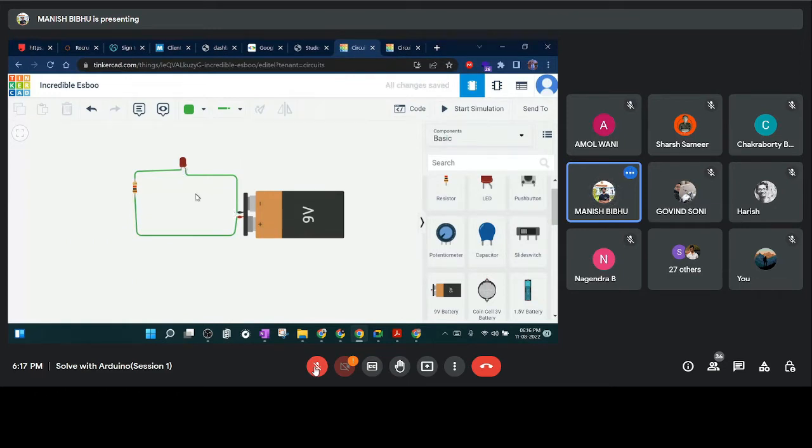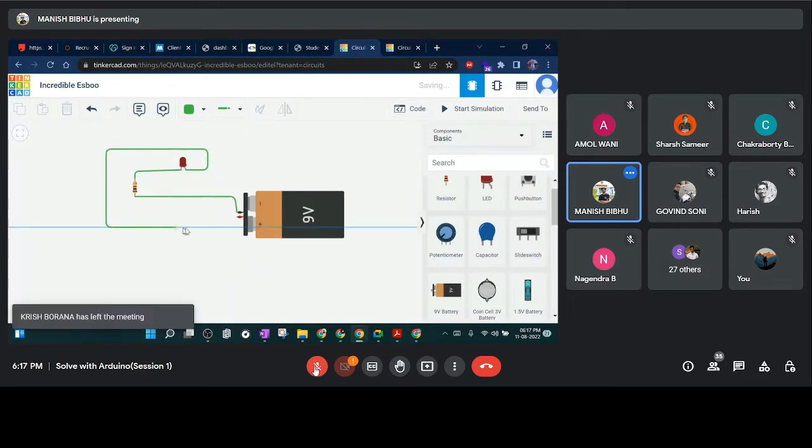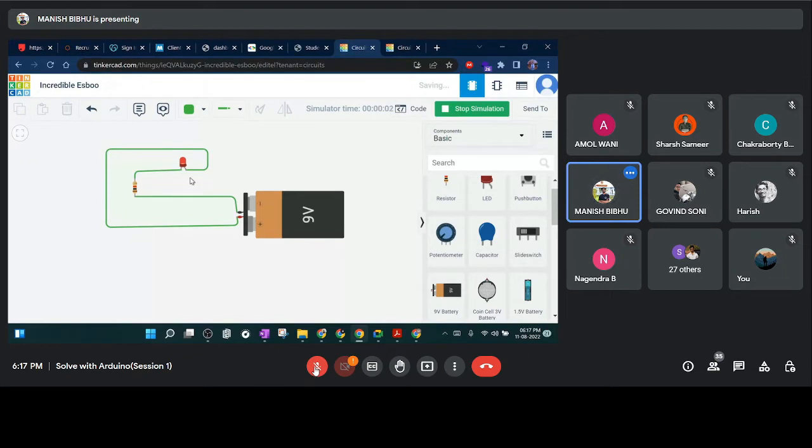So I have connected it in the wrong way. This is the positive terminal, but I have connected it to the negative terminal. That's why the LED is not working. You can see, start simulation, not working. So we have to connect it correctly. Just change the terminal. Now see, the LED is lighting.